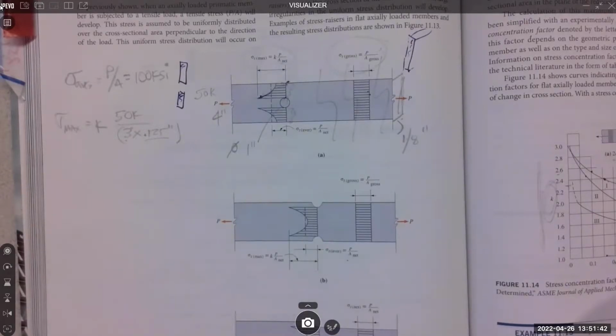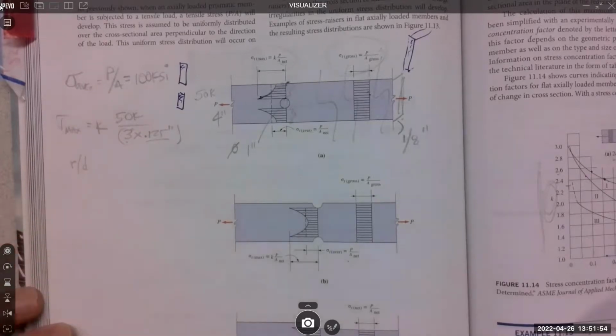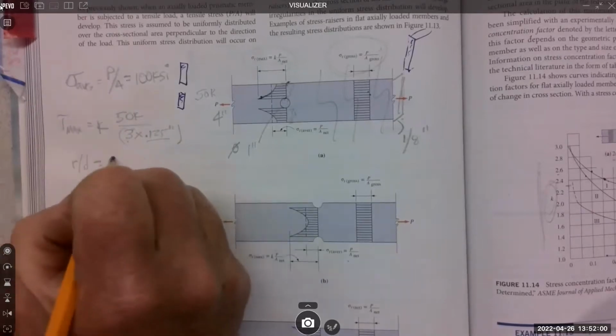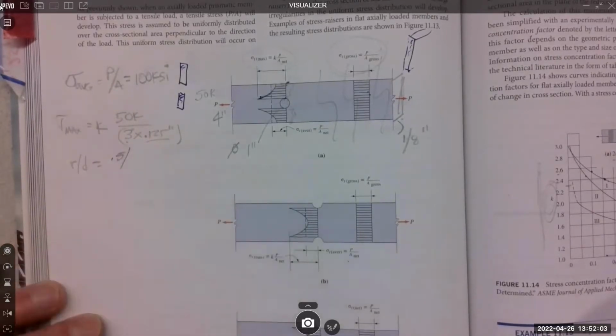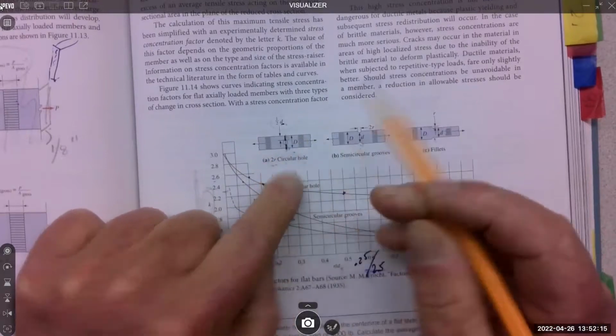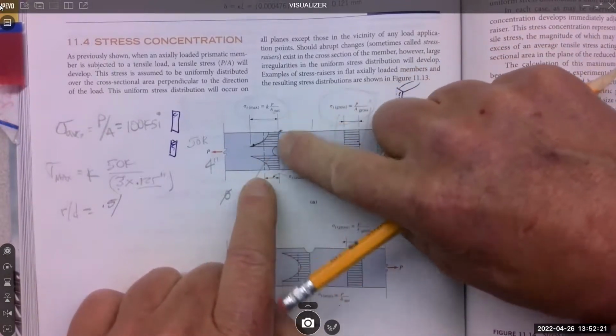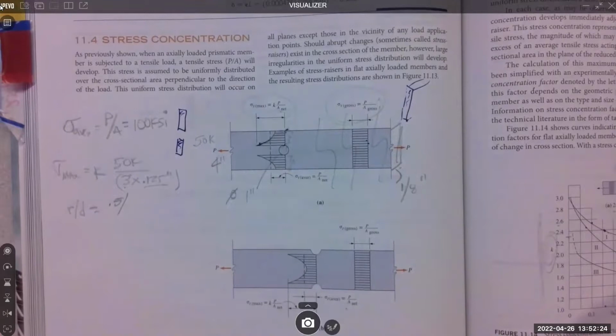So I have everything except for K. So now I'm going to go get K. I know I'm going to need my R to D ratio. What's my radius? 0.5. And what's my D? Careful. Let's see what D was for a hole. D is this length that's left. So again, it's 4 minus 1, which is 3.